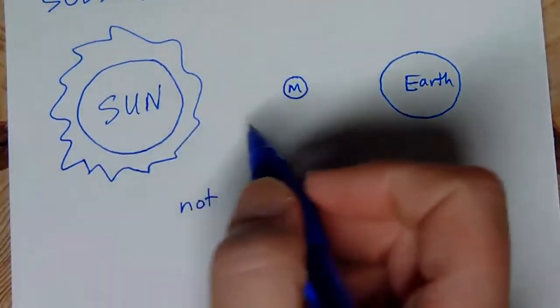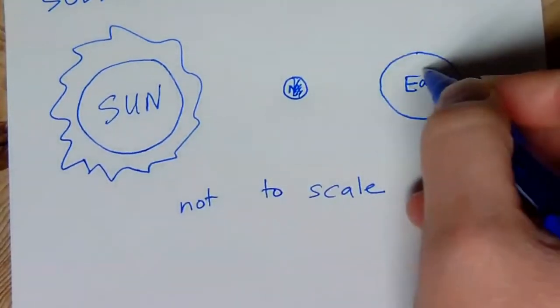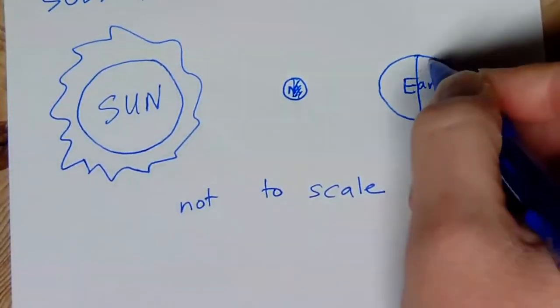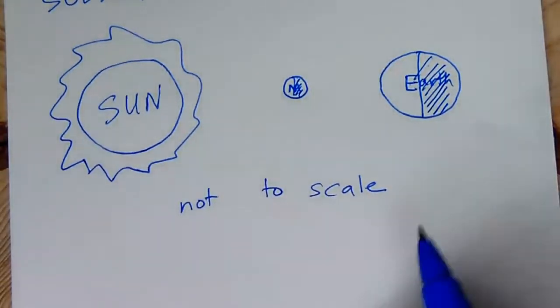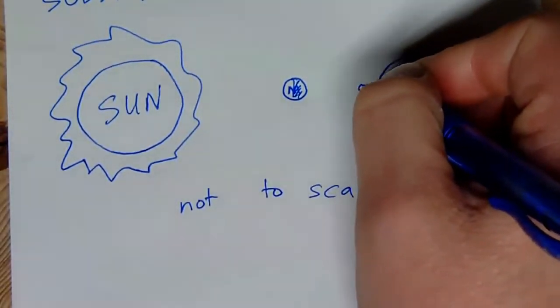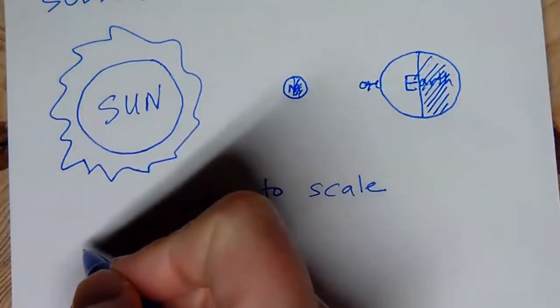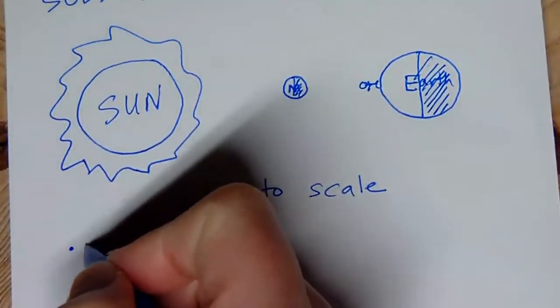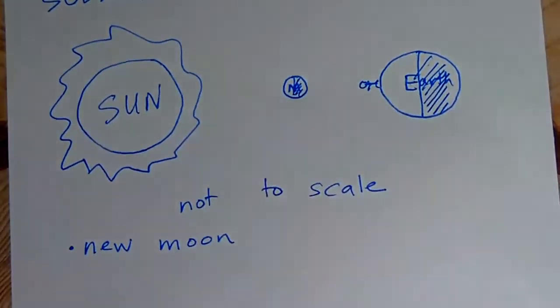The side that is facing the sun is lit, and the side that is away is dark. So if we were going to be on Earth and we were looking, this would look like a new moon. So it happens in the new moon phase.